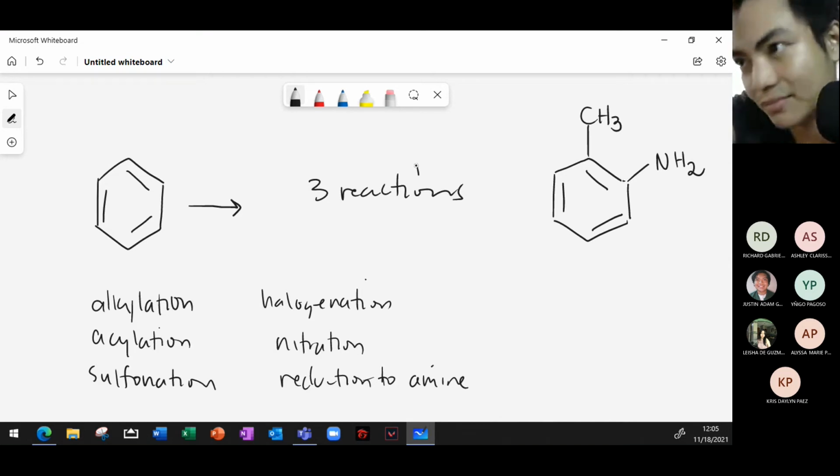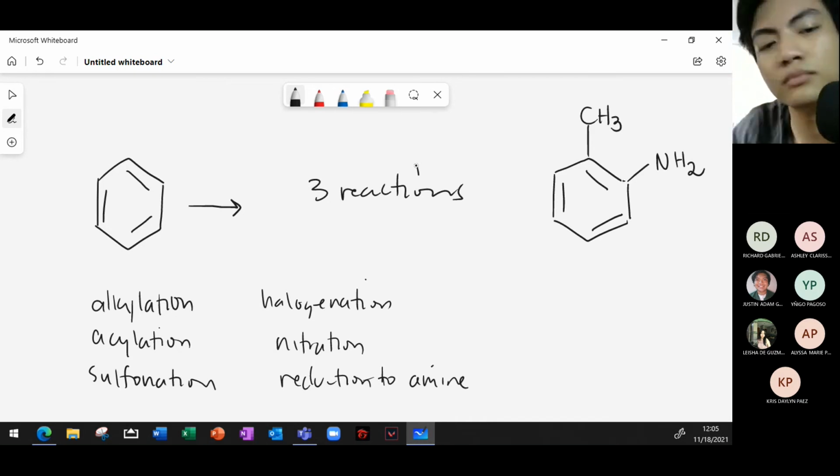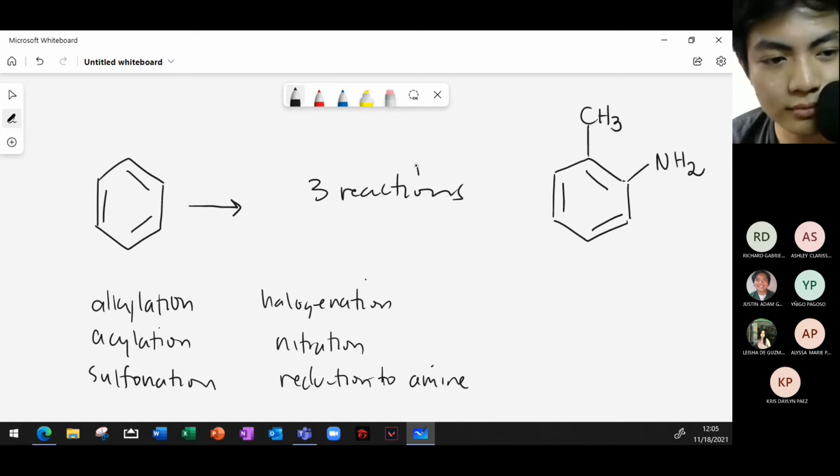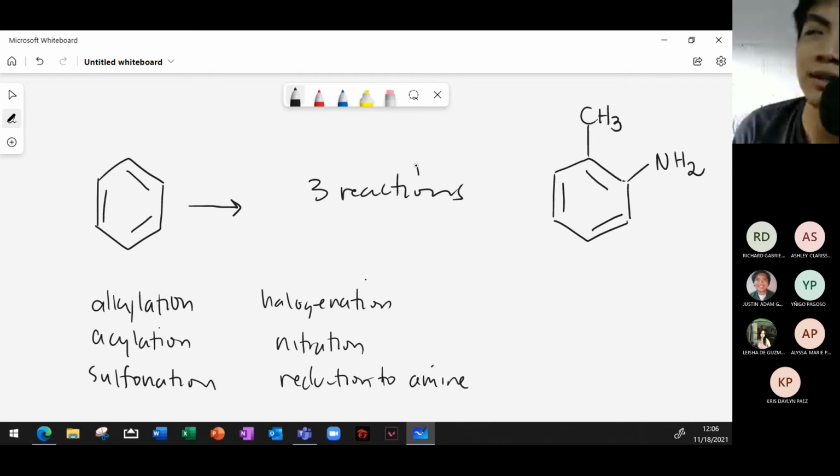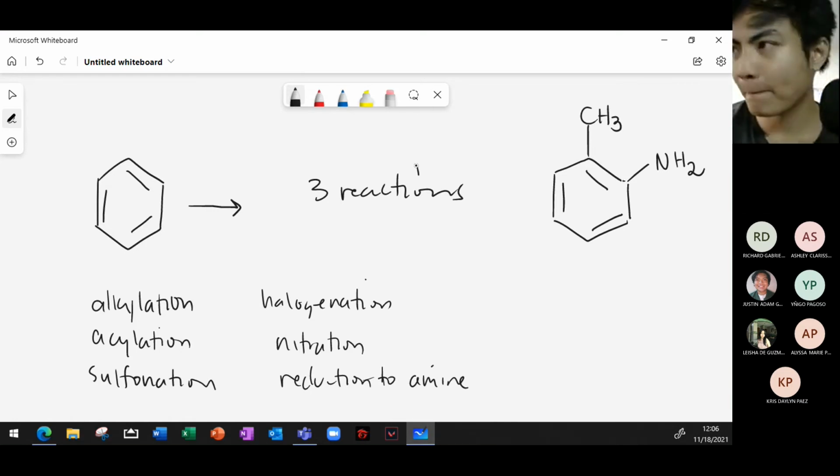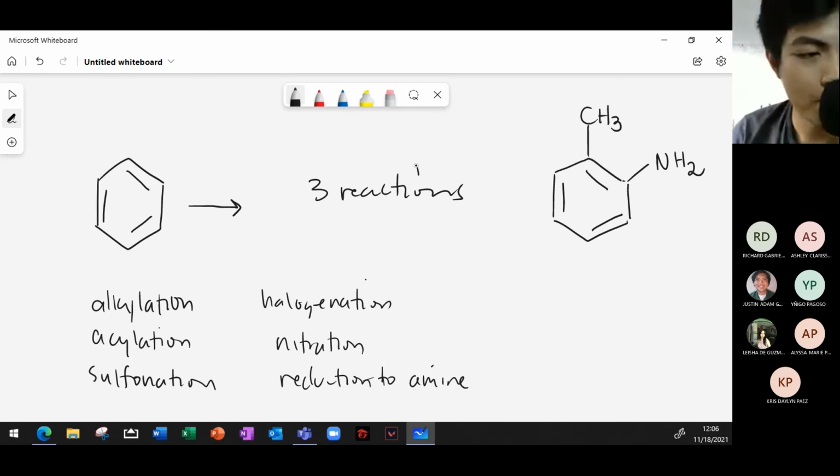Any guess? Dali, hula kayo. Ano yung reactions na yon? To produce 2-methyl aniline from benzene. Tatlong reactions ang hinahanap natin.